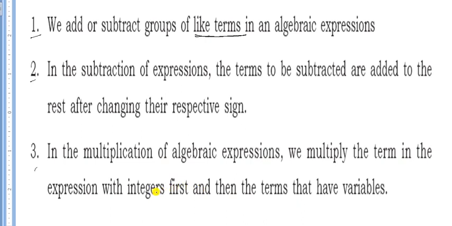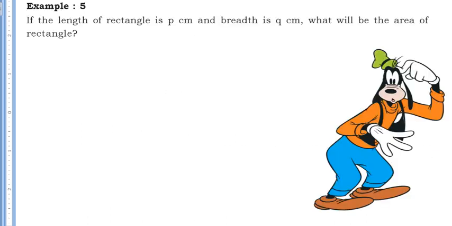So let us see how we can apply these rules in the questions. You can see here it is a question. If the length of a rectangle is p centimeter and breadth is q centimeter, what will be the area of the rectangle? Let us draw the figure. So this is your rectangle, and you have to write here the length of the rectangle is p. So length is given as p.